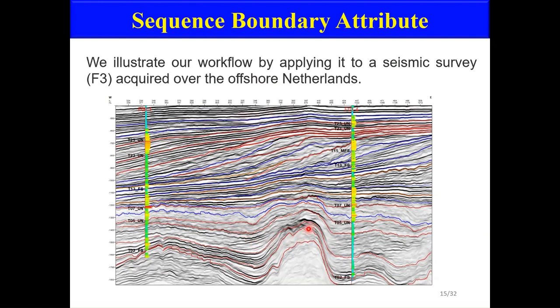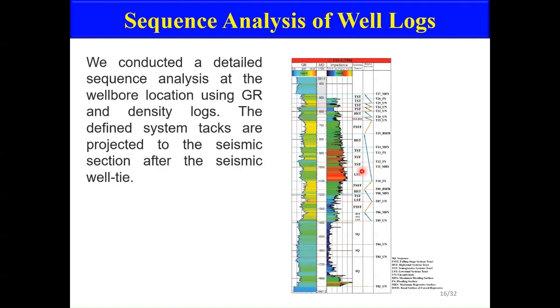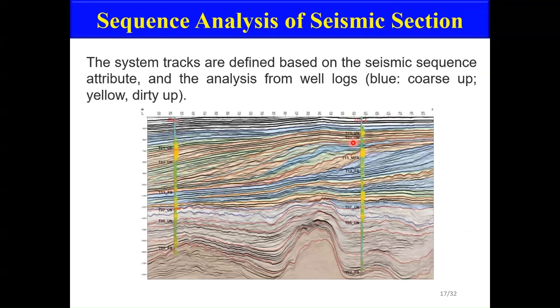So the seismic sequence attribute, the picked horizon, is based on detailed analysis of the well logs. And here are the well logs. We can conduct a very detailed sequence analysis using gamma ray, and we can notice those are the seismic tracts, like TST, HST, LST, or FST. So for those kinds of seismic tracts, we have the horizon top there. According to the horizon top and the seismic time, we can define our seismic tracts like this.